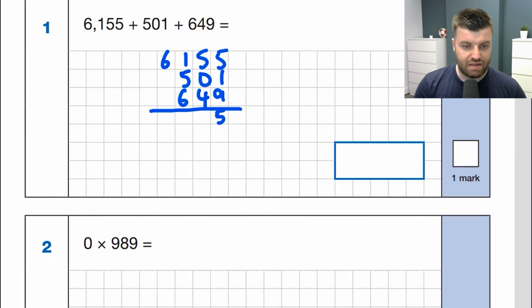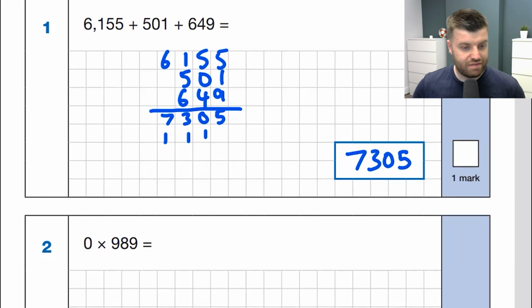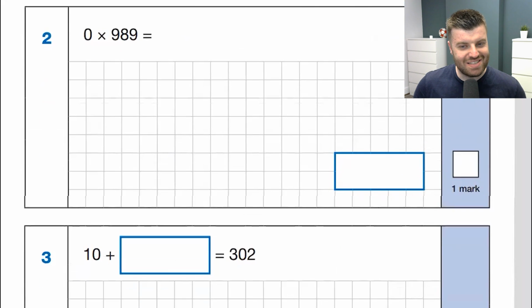So in the ones column, we have 15. In the tens column, we have 10 there with the 1. We have 1 plus 5 plus 6, which is 12, plus the 1, which is 13, and then 7 in the thousands. So the answer to question 1, 7,305.